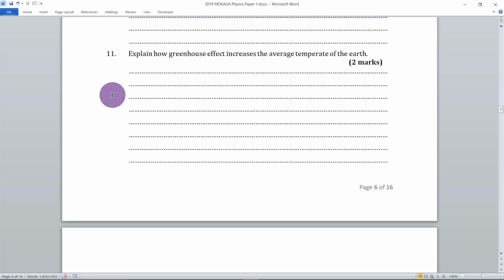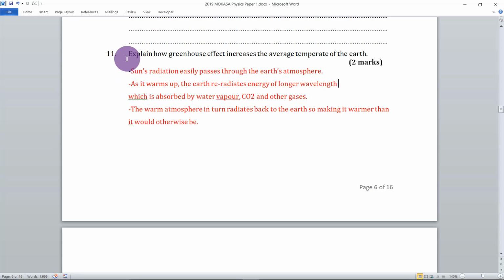Question 11 is how the greenhouse effect increases the average temperature of the Earth. So in this question, we are asked to explain how the greenhouse effect increases the average temperature of the Earth. The first point to note is that the sun's radiation easily passes through the Earth's atmosphere. This is because this radiation has got shorter wavelength and higher frequency. Then it strikes the Earth's surface. The Earth's surface warms up and re-radiates that energy back to the atmosphere. But this infrared radiation that it sends back to the atmosphere has got longer wavelength.